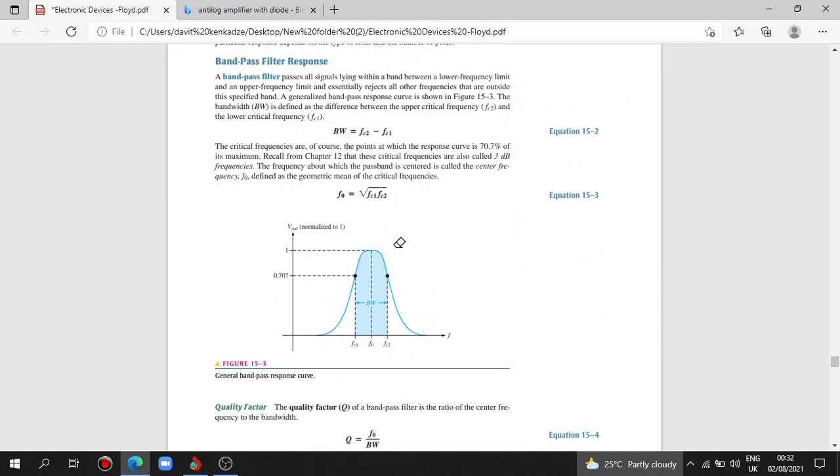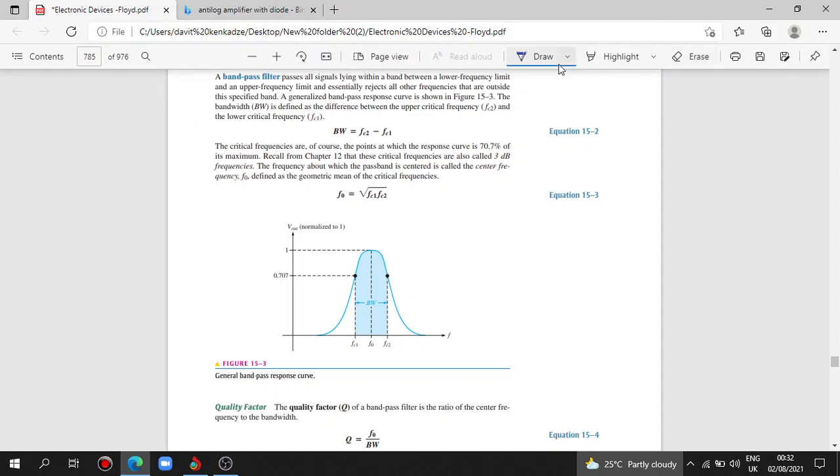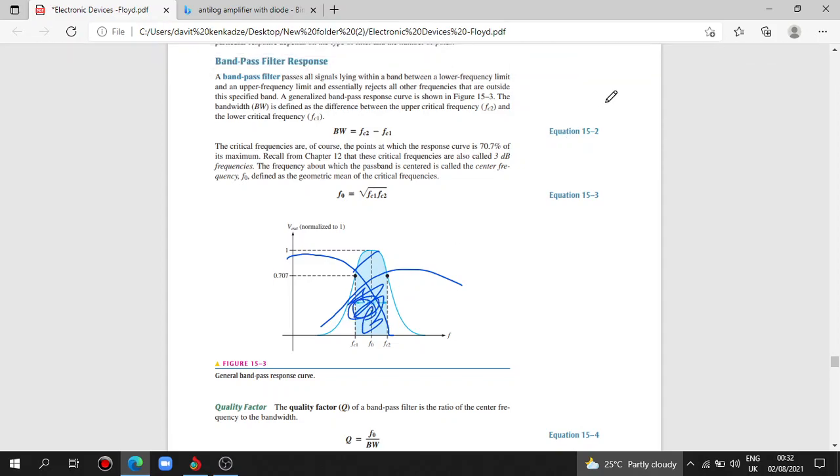A band pass filter consists of two filters, low pass and high pass, and they pass signals when they overlap like this and like this. This is the pass bandwidth.